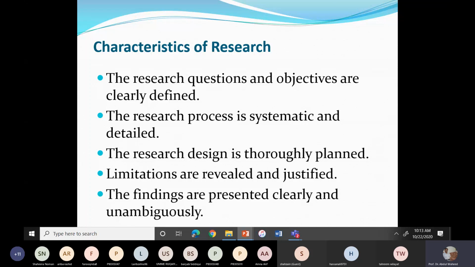So we also say that research design is thoroughly planned. In research design, basically we explain our methodology, our variable, and their effect. So it is thoroughly planned.